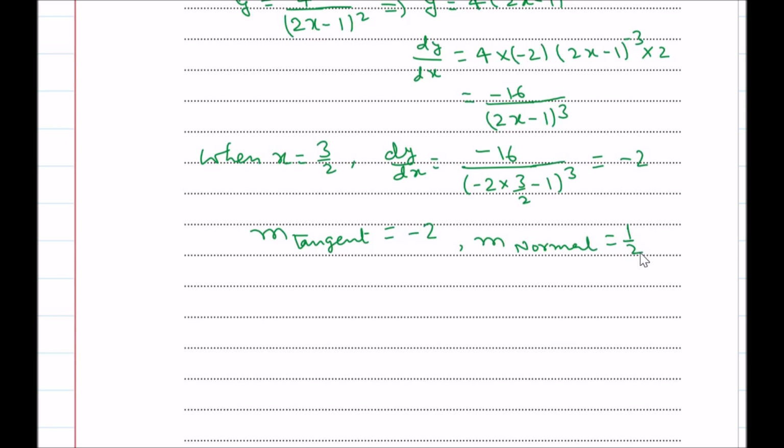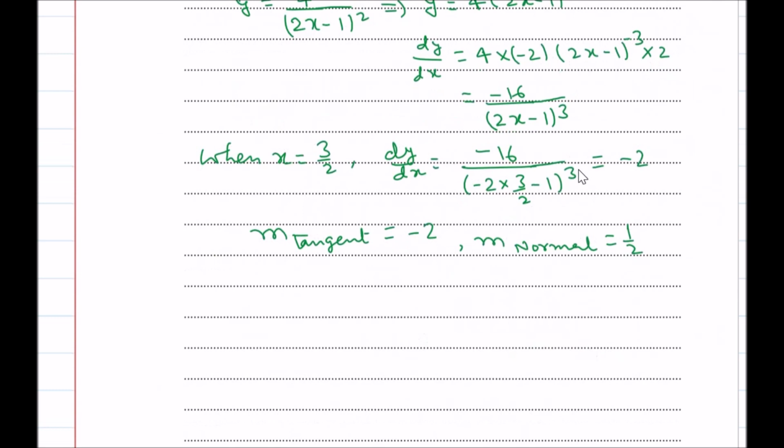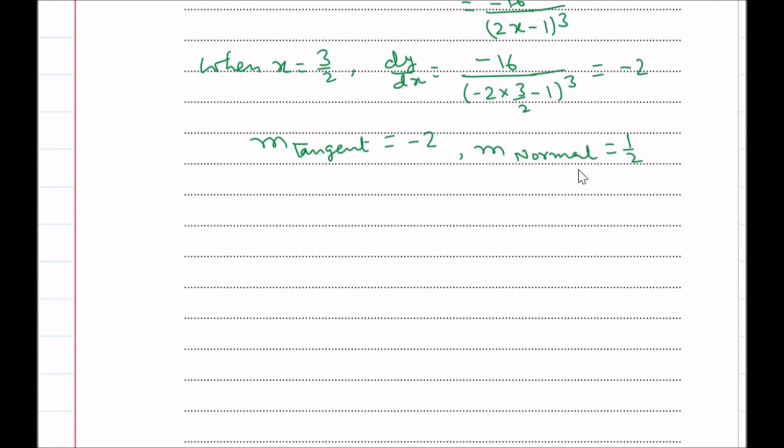So let us write now the equation of tangent and equation of normal. We know the gradient for both, and the point is known because the point is given, 3 by 2 and 1. Look at this here, 3 by 2 and 1. So we know the 1 point and the gradient, so we can write the equation. So equation of tangent, let me write here.